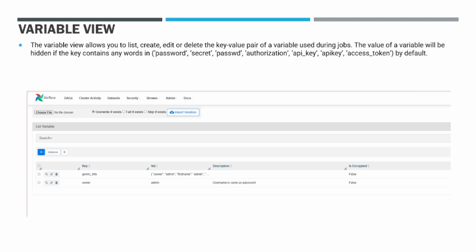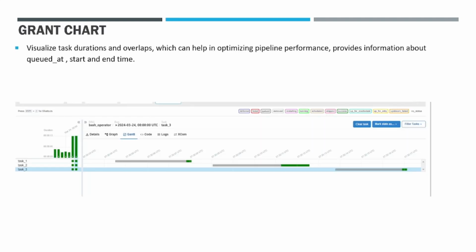Now moving on to the next view, that is Gantt chart. So Gantt chart in Airflow is a visualization tool that displays the scheduling and execution of tasks within the DAG over time. It represents task bars along a timeline showing their start and end time relative to each other. So Gantt chart helps the user to understand the duration and dependencies of tasks within the Airflow, making it easier to identify the scheduling conflict or inefficiencies.